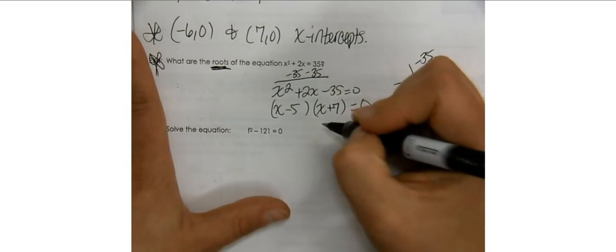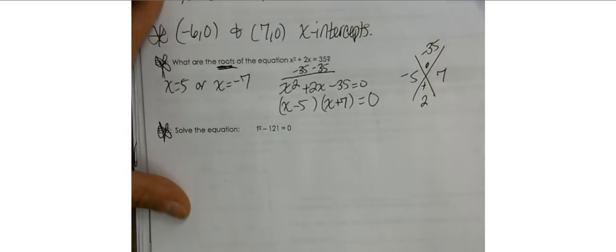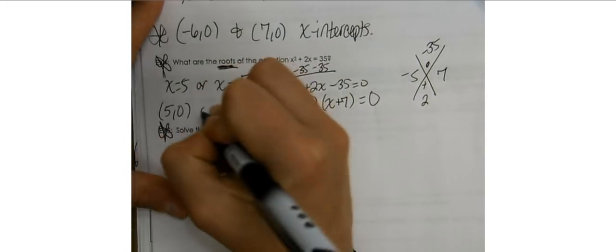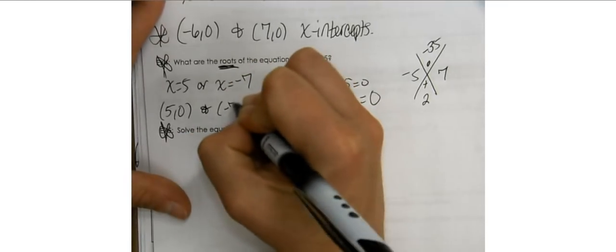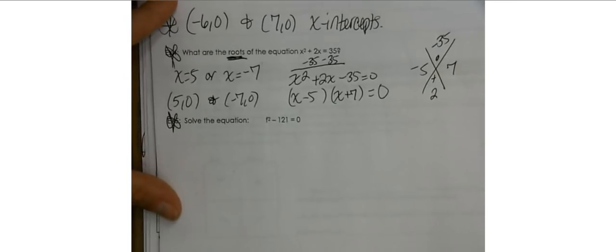So our roots are going to be x equals 5 or x equals negative 7, the opposite of what we see. And our x-intercepts are going to be 5, 0 and negative 7, 0. Let's go ahead and solve the next equation.